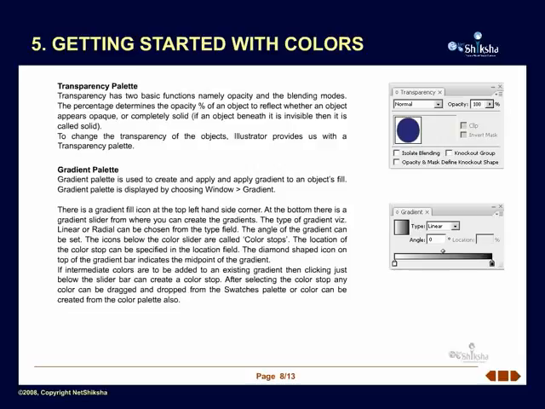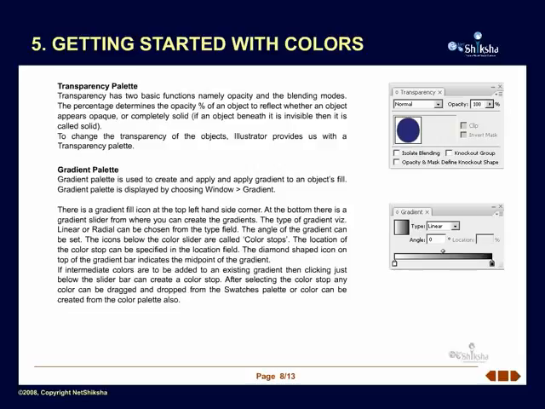Transparency palette. Transparency has two basic functions, namely opacity and the blending modes. The percentage determines the opacity percent of an object, to reflect whether an object appears opaque or completely solid. If an object beneath it is invisible, then it is called solid. To change the transparency of the object, Illustrator provides us with a transparency palette.